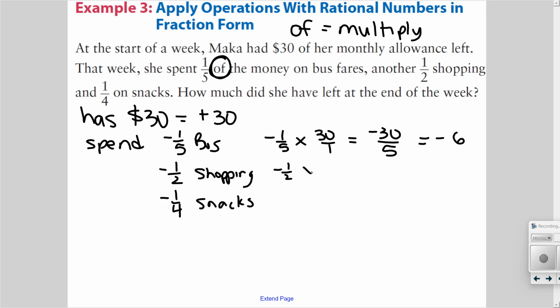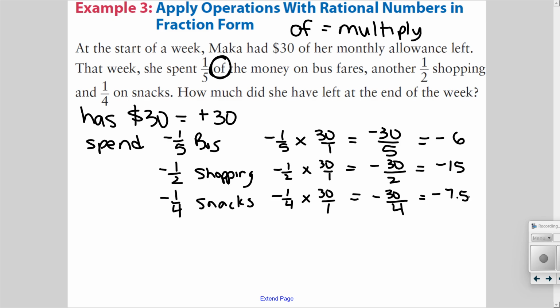Then -1/2 times 30, again, place that over 1. The signs don't match, so it's negative. 1 times 30 over 2 times 1, -15. So she spent $15 shopping. And then snacks. -1/4 times 30, place that over 1. The signs don't match, so it's negative. 1 times 30 over 4 times 1. Okay, so then on our calculators, we can just do 30 divided by 4, and that's -7.5.